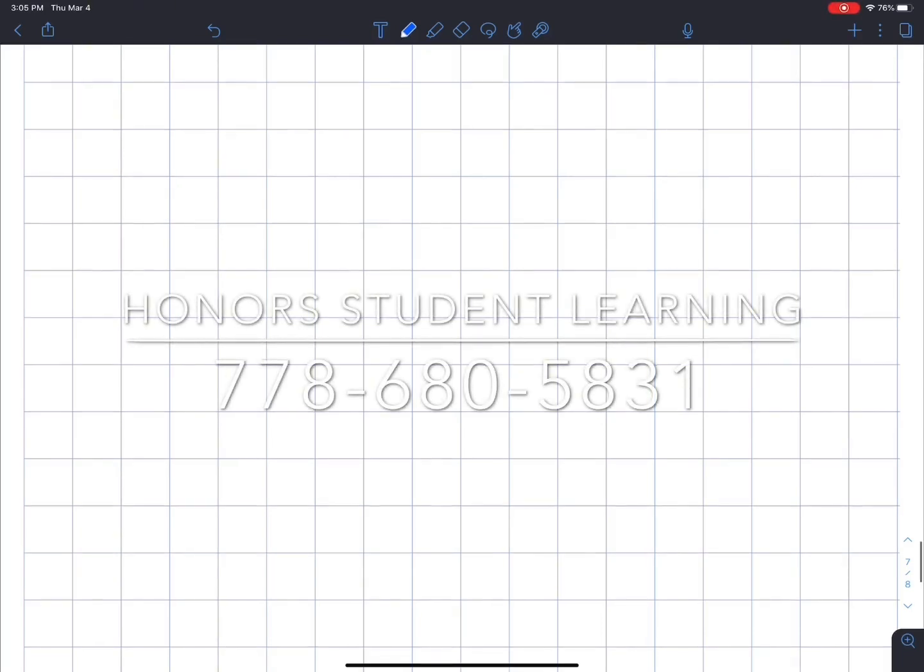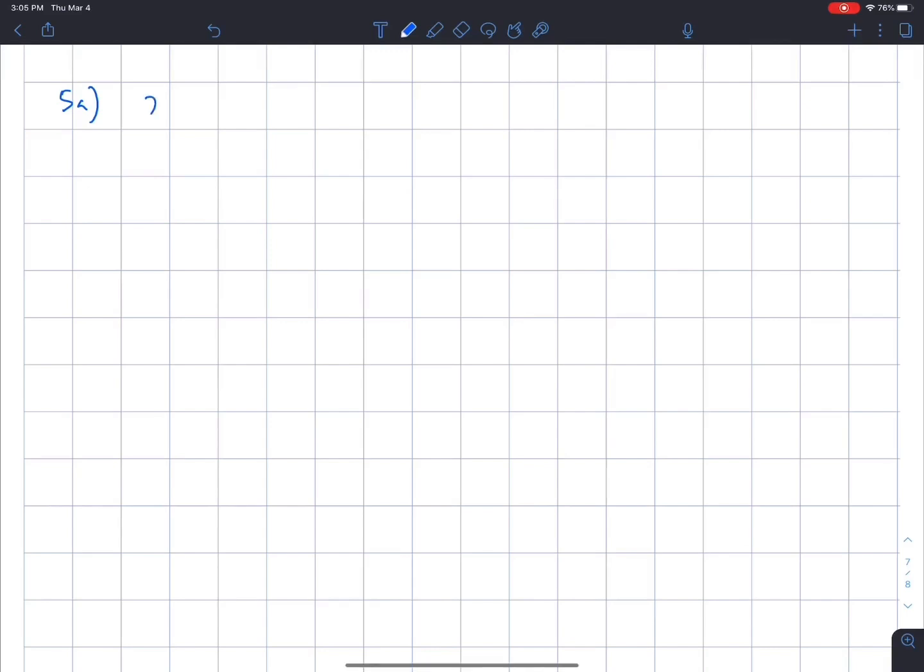Okay, question 5, 5a. We have 2 bracket x plus 3 equals 8. We can either distribute first. If we distribute first, we get 2x, and then 2 times positive 3 is positive 6, equals 8. After we distribute, everything else is the same. So 2x equals 8 minus 6. 2x equals 2. Then divide both sides by 2 to get x equals 1.